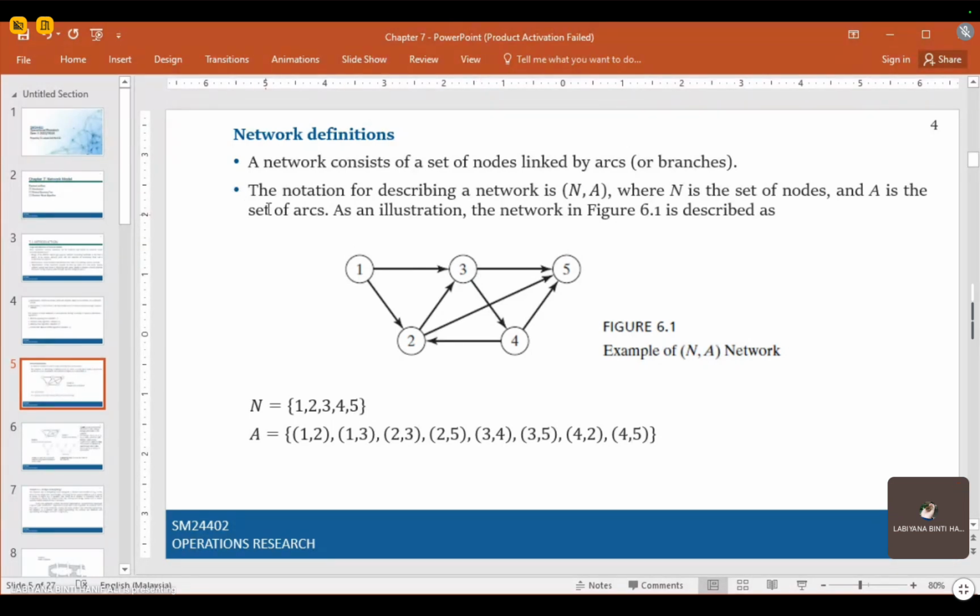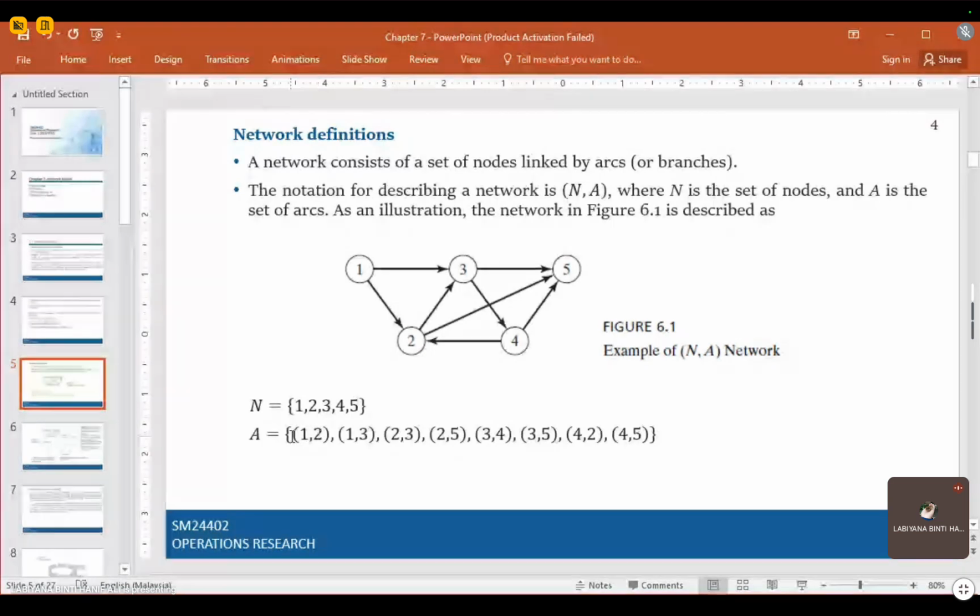The notation for describing a network is (N, A), where N is the set of nodes and A is the set of arcs. As an illustration, the network in figure 6.1 is described like this. N here is our set of nodes. So we have 5 nodes, and the set will be {1, 2, 3, 4, 5}. A here is the set of arcs.